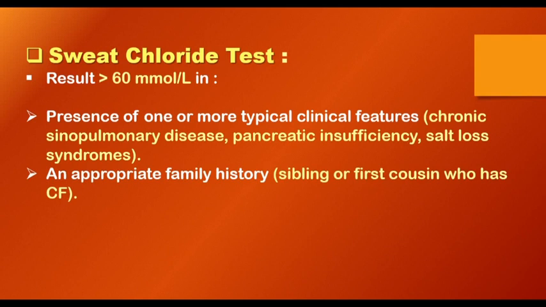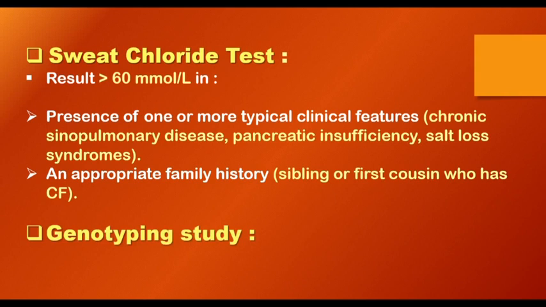Chronic sinopulmonary disease, now you know it. Pancreatic insufficiency, also now you know how it is presented, if it is total or partial: steatorrhea, failure to gain weight, and other manifestations. Salt loss syndrome, we mean the severe dehydration with hypochloremic alkalosis. Or, as we say, an appropriate family history, this means a sibling or first cousin who has cystic fibrosis.